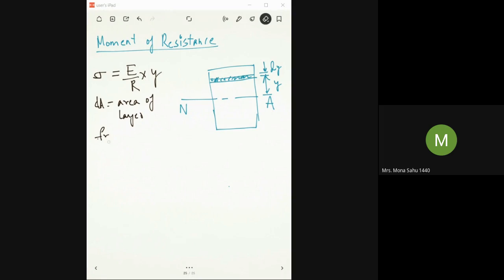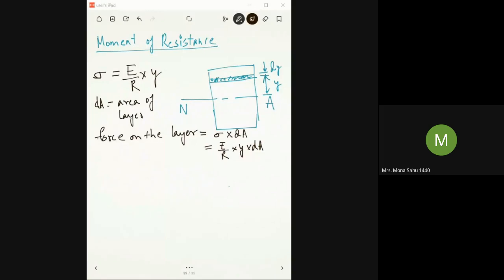We know, how do you calculate moment? Force multiplied by perpendicular distance. So the force on the layer is going to be stress multiplied by area, dA. And we know what stress is: E by R multiplied by Y multiplied by dA.